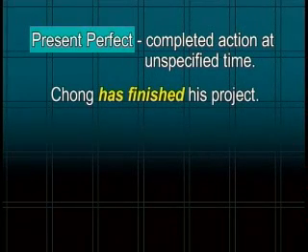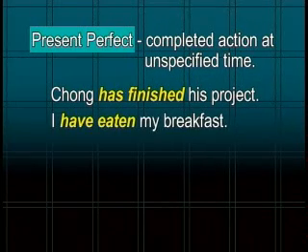What about the present perfect tense? It describes an action that has been completed at an unspecified time before now. For example, Chong has finished his project. Notice that we use have or has with the present perfect tense. Another example is, I have eaten my breakfast.